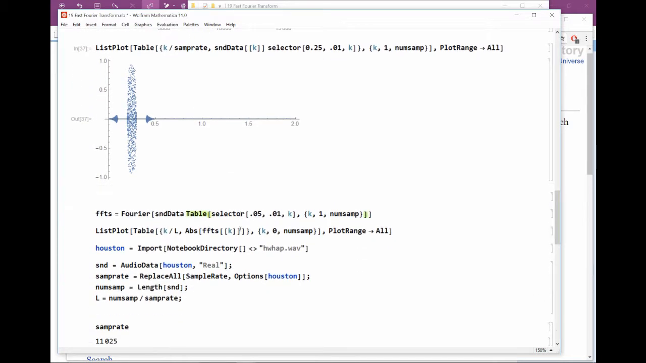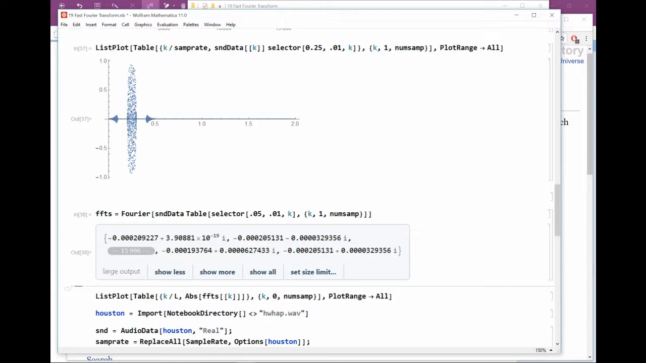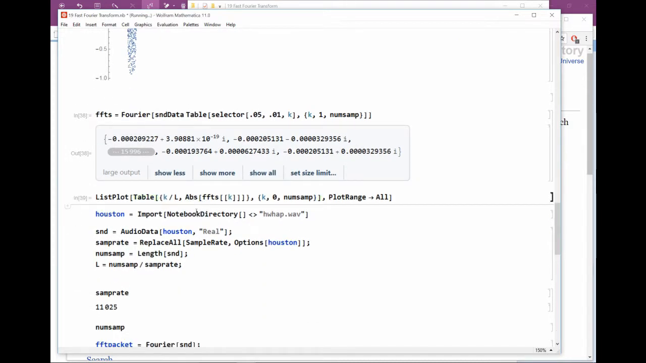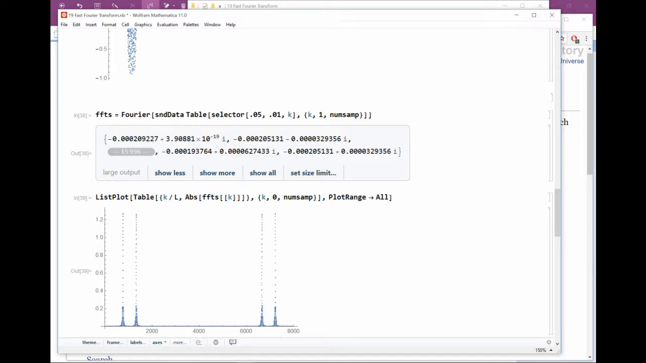If I compute the fast Fourier transform of it again and plot it, then I actually see 2 distinct frequencies in the signal. Again, I'm going to ignore this and concentrate on the two frequencies I see in the part of the fast Fourier transform that's close to zero.